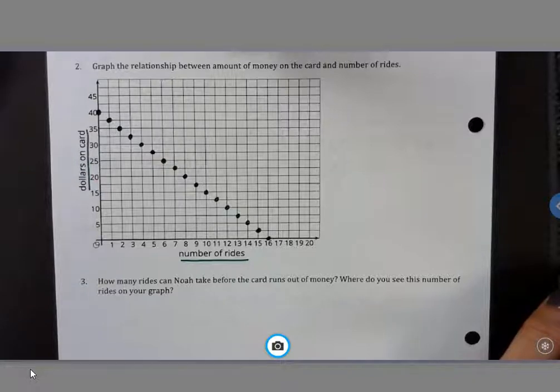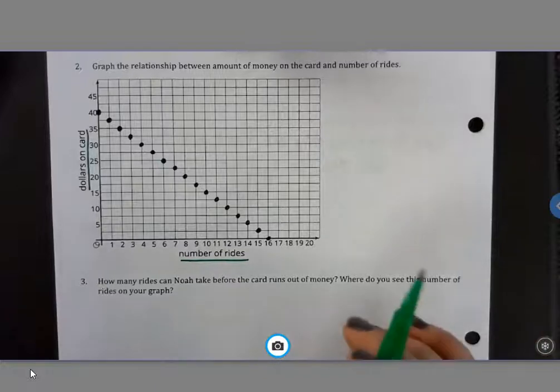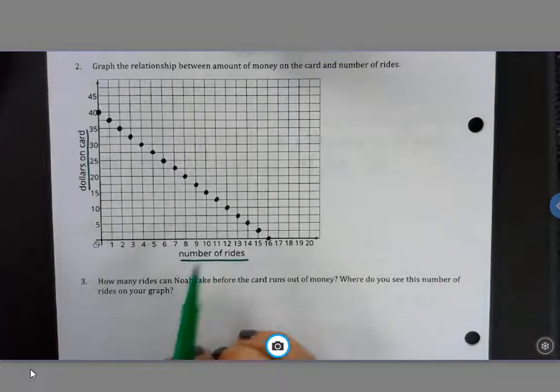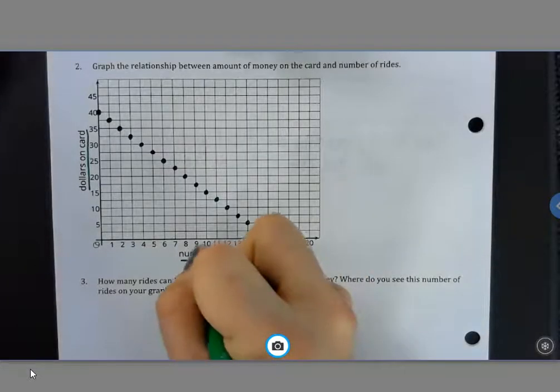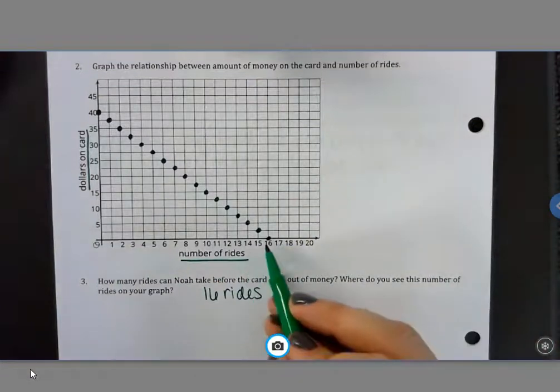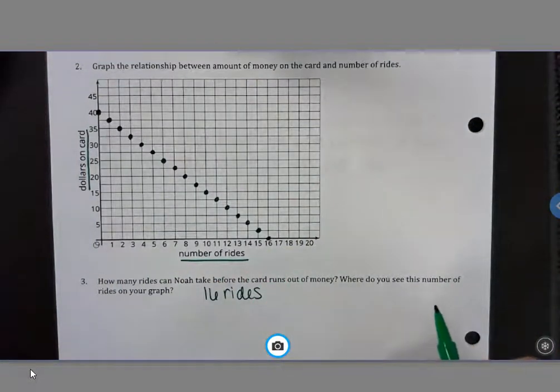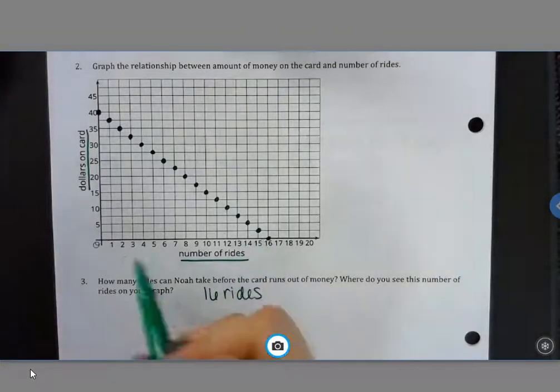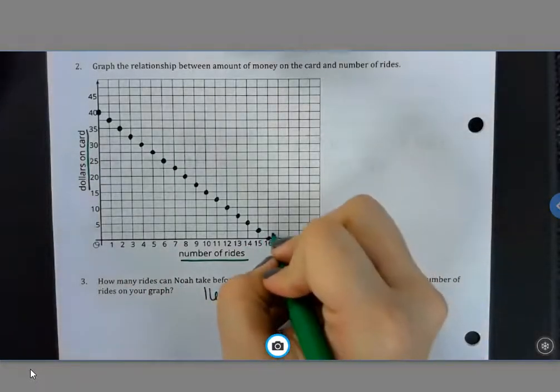So then number 3 says, how many rides can Noah take before the card runs out of money? I want you to look at the graph a minute and think about that. How many rides can Noah take before the card runs out of money? Hopefully you figured out that the card would run out of money when he has taken 16 rides. Then it says, where do you see this number of rides on your graph? You should see it right here.